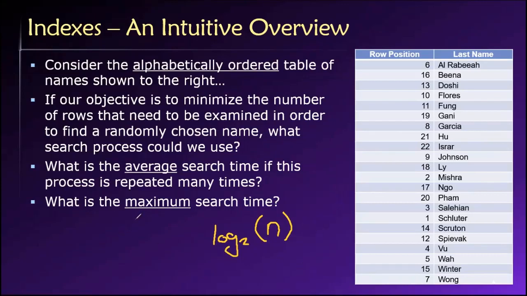Now, what do you think the maximum search time is? It's just log base 2 of n plus 1. So at most, we could have 1 billion rows of data in this table, right? On average, we'll find something in log 2 of n. But at most, it'll be log 2 of n plus 1. So we just have to do one more search operation to find what we want.